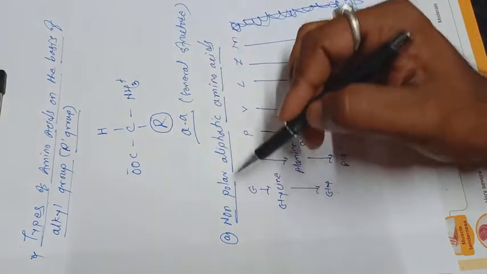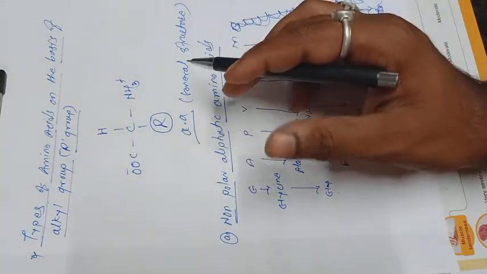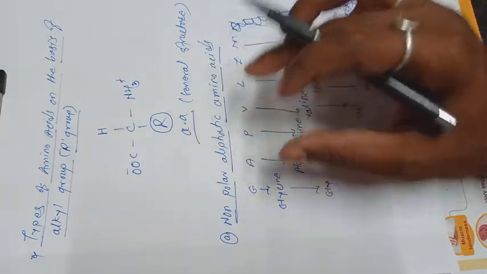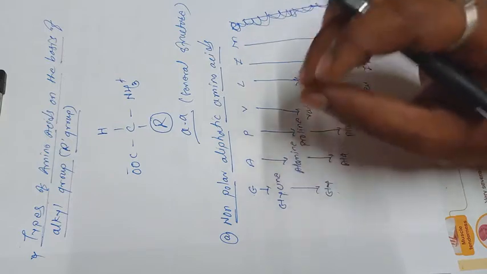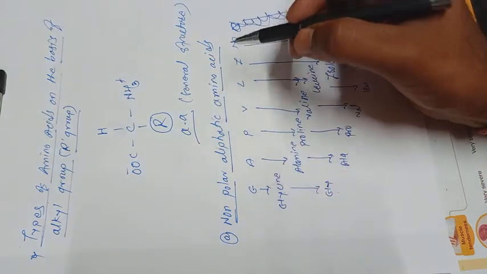One, non-polar aliphatic amino acids. Second, polar uncharged. Third, aromatic amino acids. Fourth, basic or positively charged amino acids. And last, acidic or negatively charged amino acids.